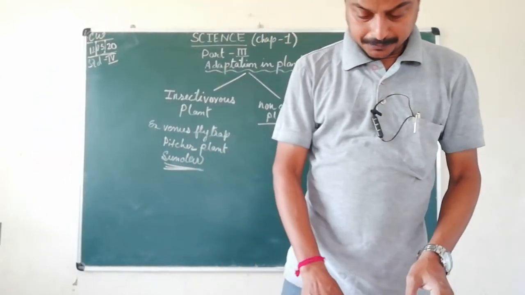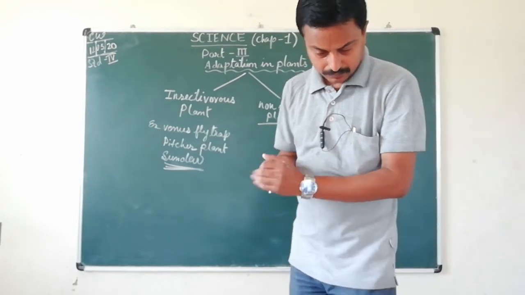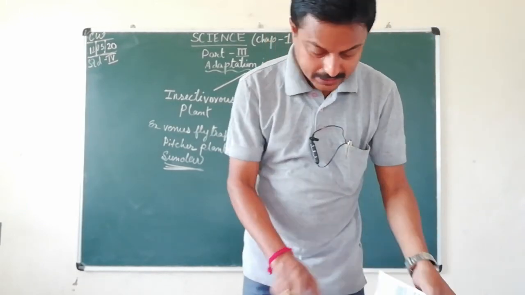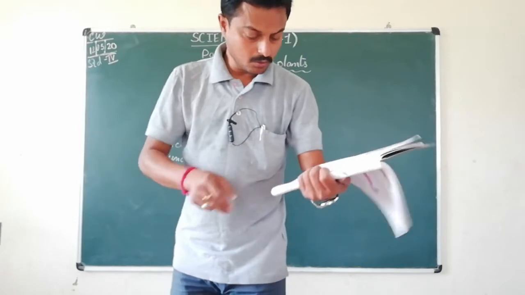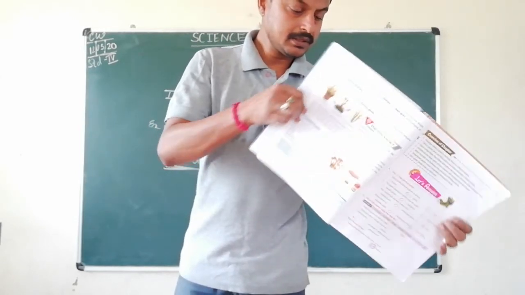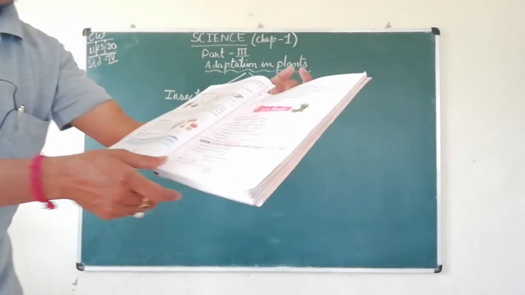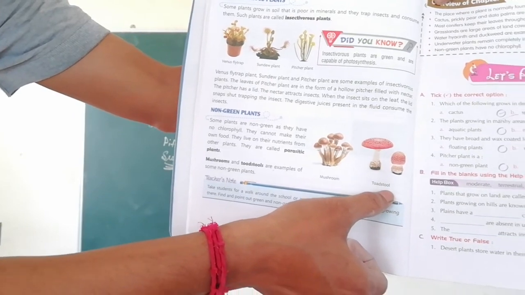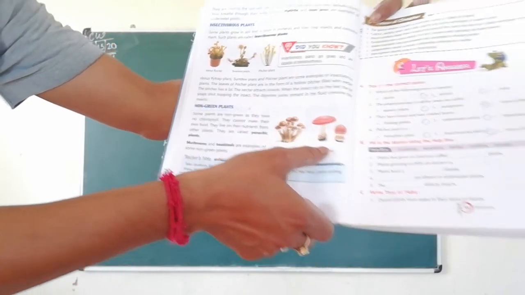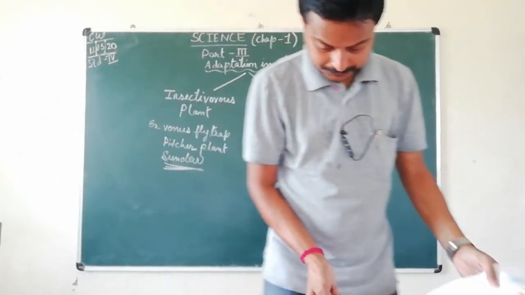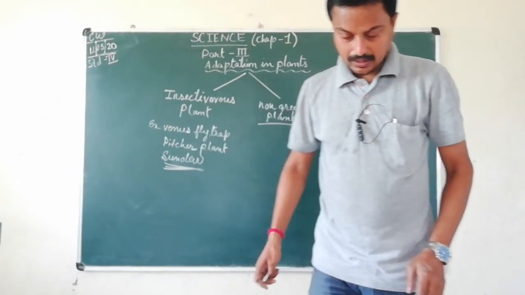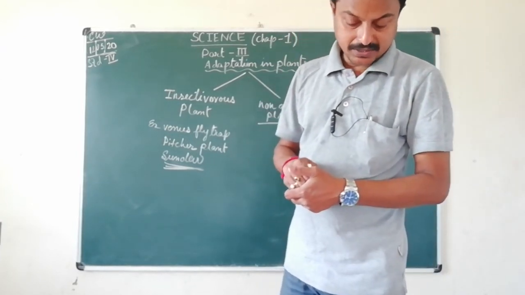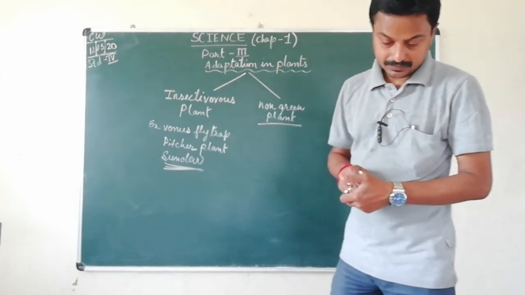Many examples you will find, like toadstool. It is also given in the book. You can see it very nicely. Just open page number 10, and here you will see examples of non-green plants, like mushroom and toadstool. You have seen it? Apart from these two examples, you will get many examples like red Japanese maple and purple leaf palm.